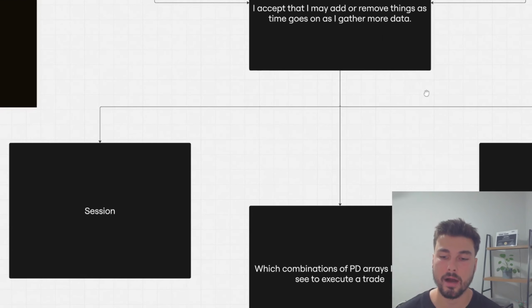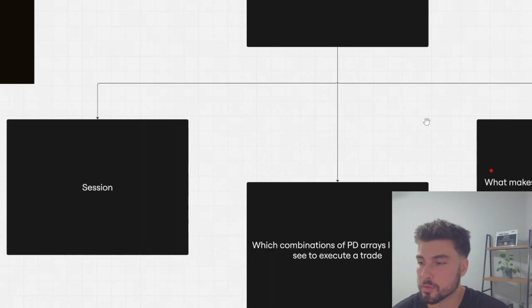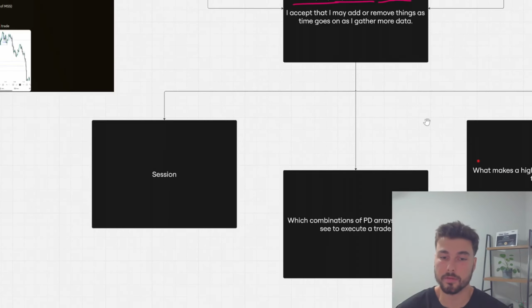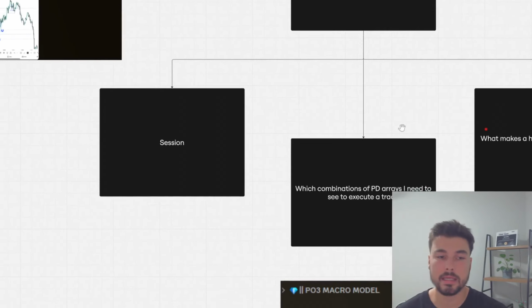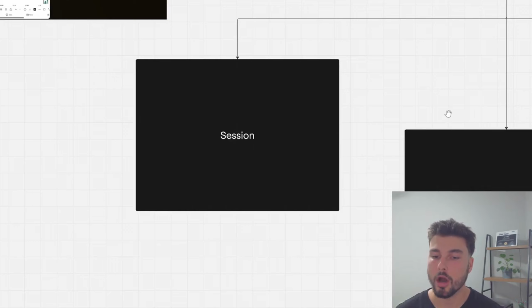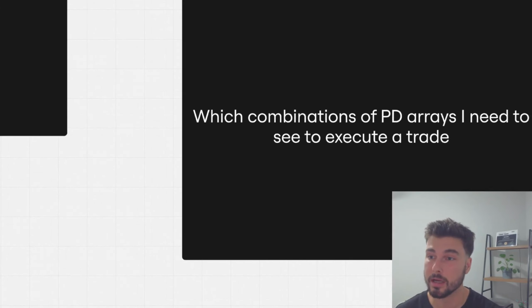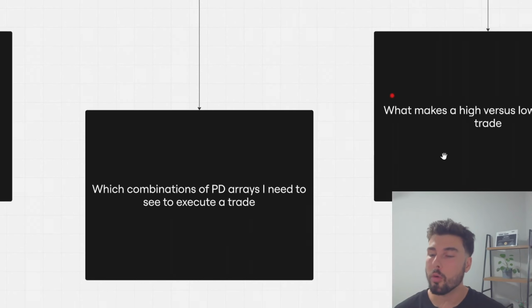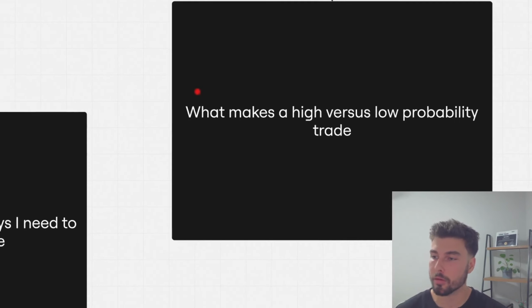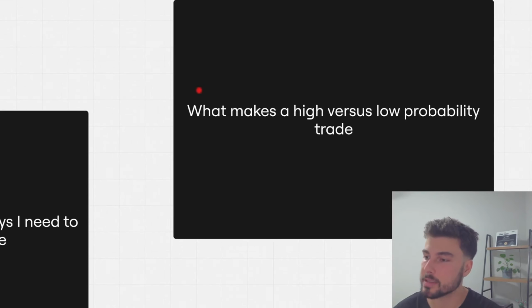And that is how now I teach 3 main models to my premium Discord and personally trade myself, because I know now that any session I can trade in. I know that any combinations of PDRAs I can use, but I've chosen a few that I like. And I now know what makes a high versus low probability trade, which you guys can do yourself.